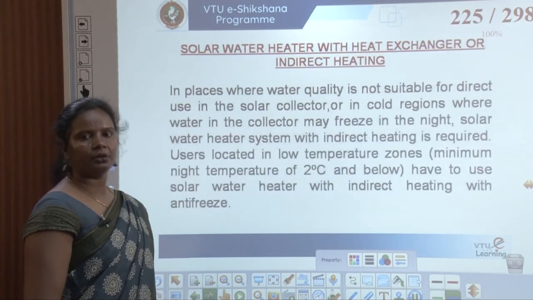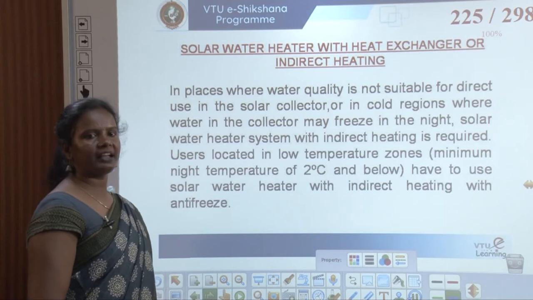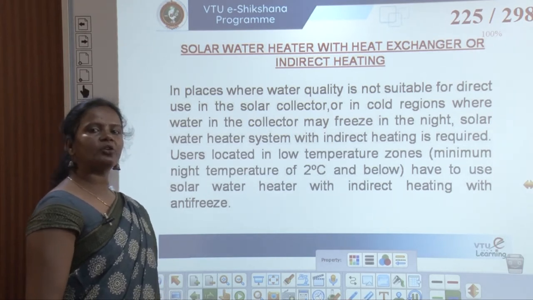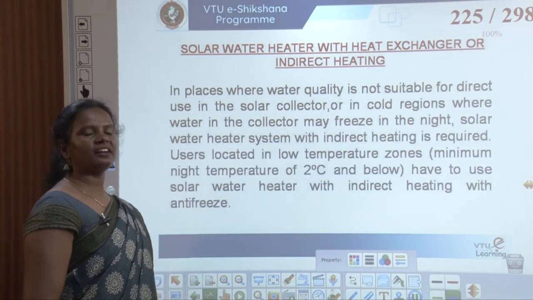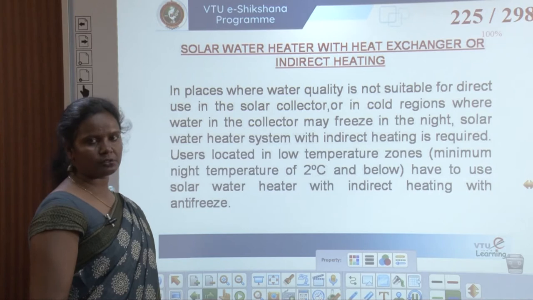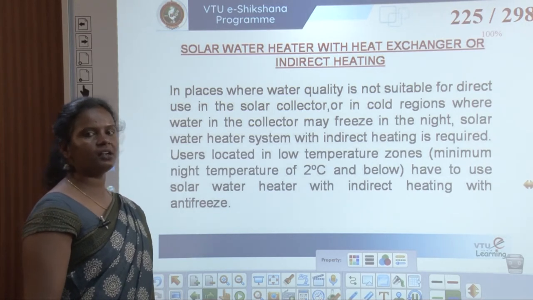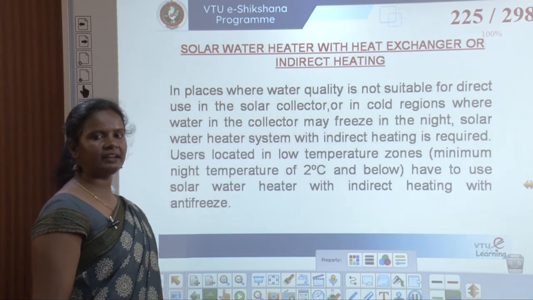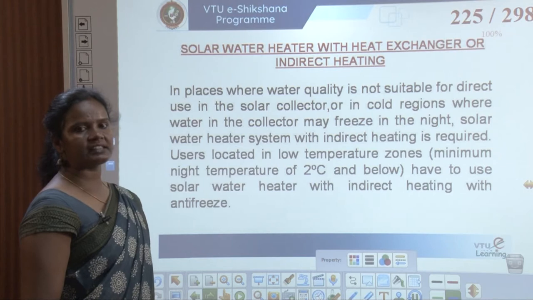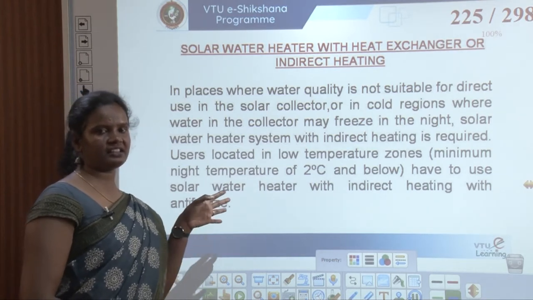So what does it do? In places where water quality is not suitable for direct usage in the solar collector, or in cold regions where water in the collector may freeze in the night, this can be promoted, so that the heat exchanger helps the water to be heated, reheated again. A solar water heater system with indirect heating is required. So this is indirect heating.